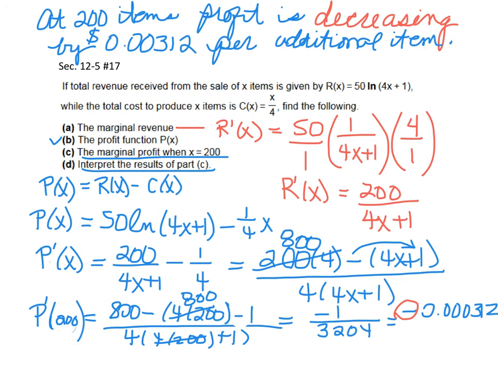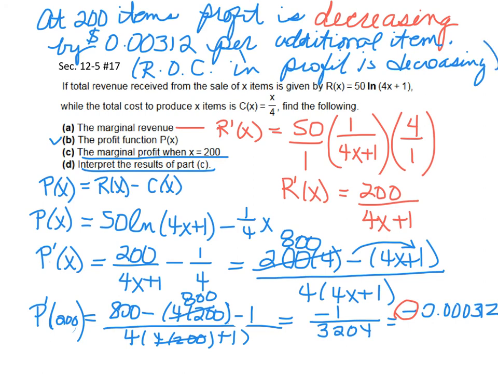Now, that is not to say that we are not making profit. It's saying that our rate of change in profit is decreasing. So in other words, we're making less per item.